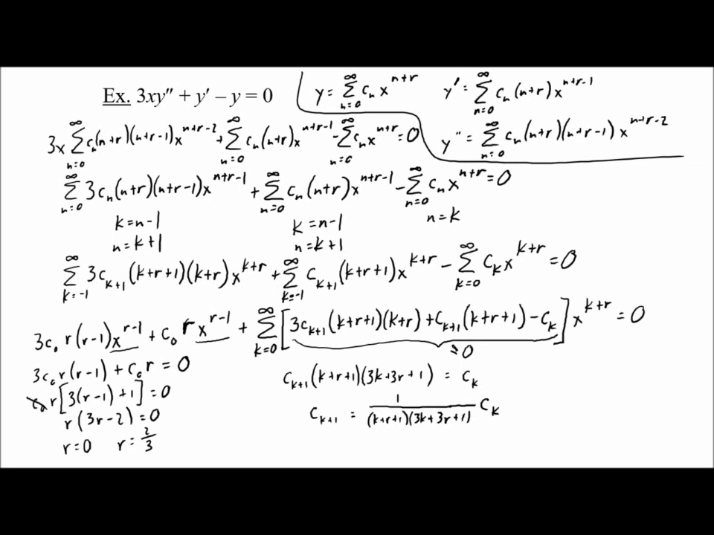So we have our relationships here, and now it's up to us to find our solutions. At the top here, let me just rewrite that. C_{k+1} is equal to 1 over (k plus r plus 1) times (3k plus 3r plus 1) times C_k. And then again, we're going to get two solutions. One of my solutions comes from r equals 0, and one of my solutions comes from r equals 2/3.